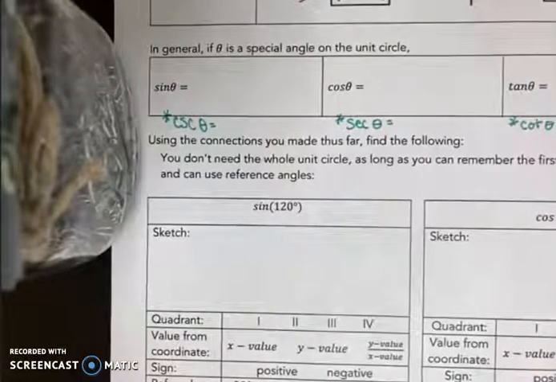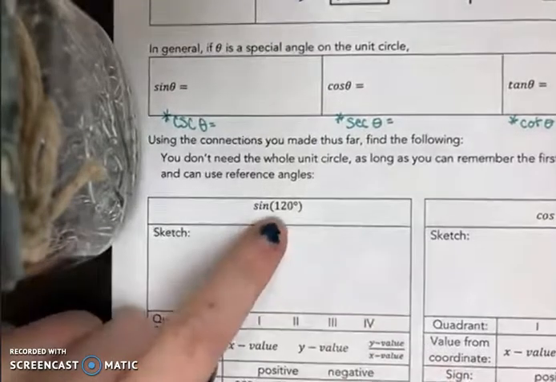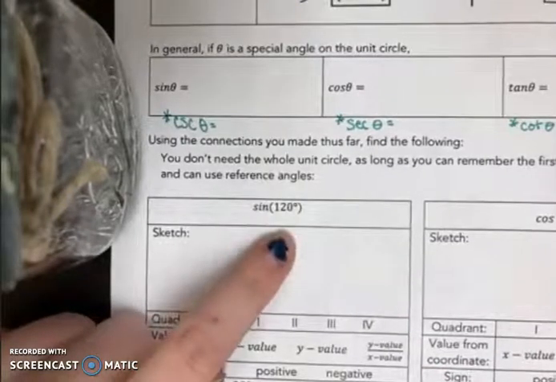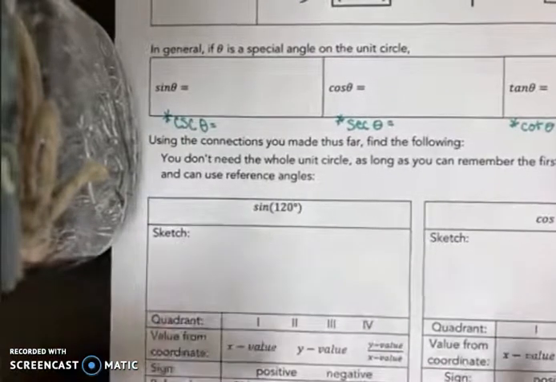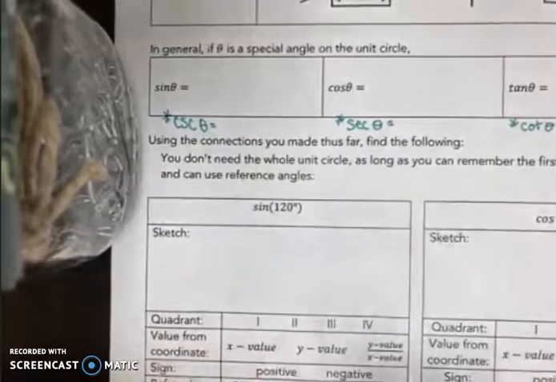I'm going to do some of the angle measures that are on the unit circle, and we're going to begin evaluating them. So the first thing we're going to do is evaluate sine of 120. Now before I do this, we need to keep in mind what sine, cosine, tangent represent, cosecant, secant, cotangent.